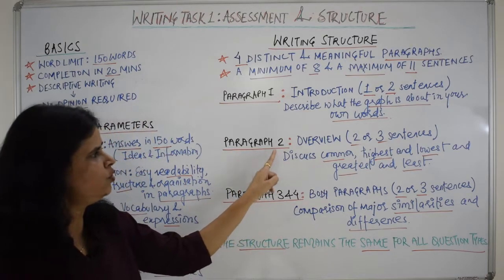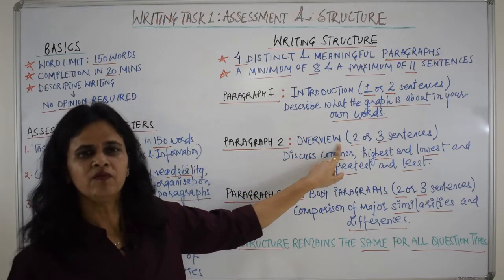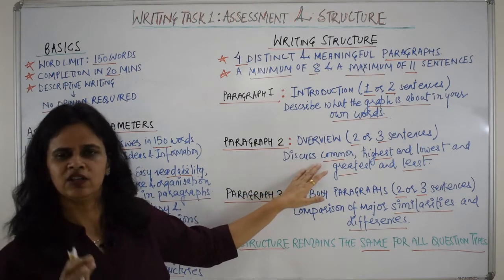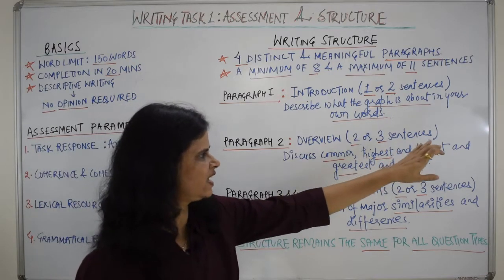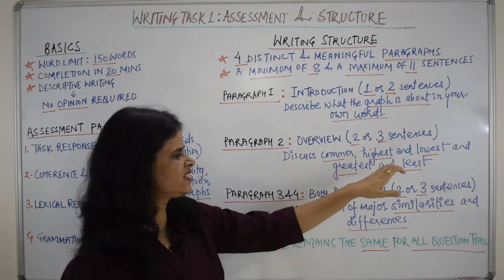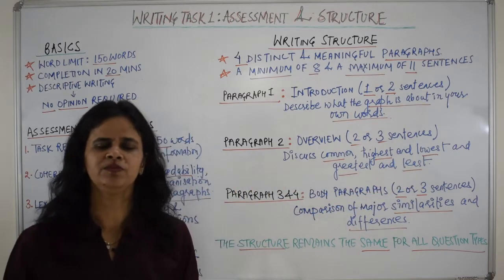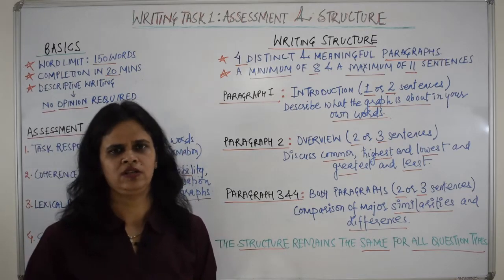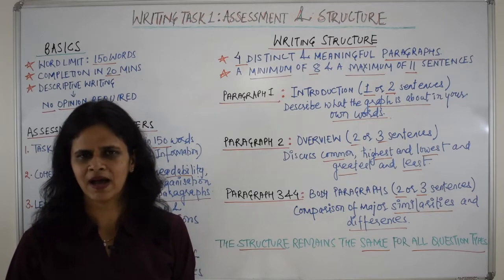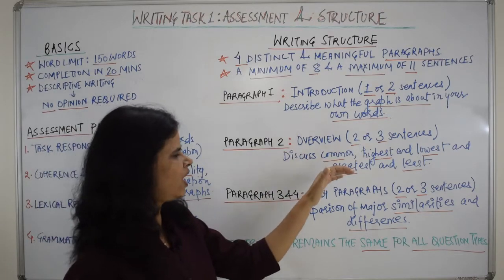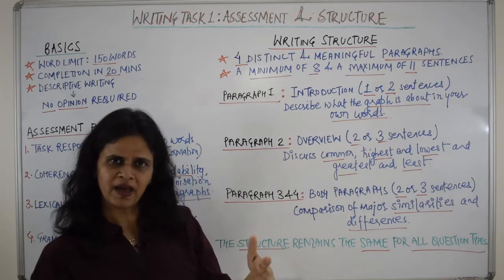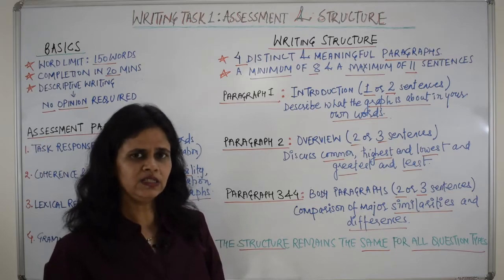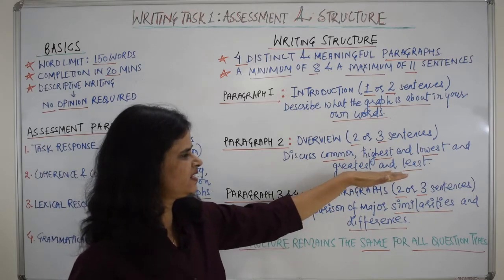In paragraph 2, which is known as the overview and can be 2 or 3 sentences, you have to discuss the common features, the highest and the lowest, and the greatest and the least in the information provided to you in the form of a graph. Whatever the graph is, a bar chart, a pie chart, a line chart, a map, anything, you have to look out for some common things, then the highest and lowest in the diagram, and also the greatest and the least.